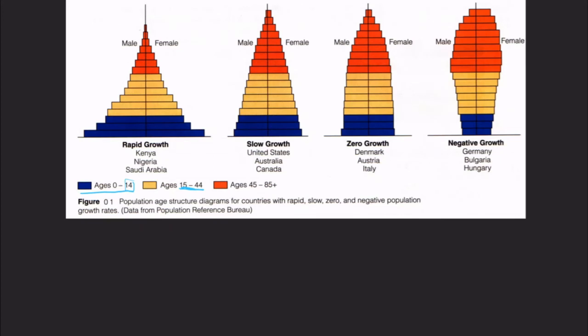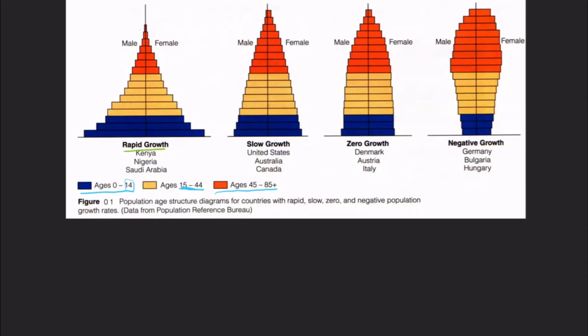So anyways, you always find outliers, but this is the blue, which is pre-reproductive, the yellow would be considered reproductive, and then the 45 to 85 plus would be post-reproductive. And so that's how they divide these up. So let's look at some of these and see if there's any patterns we notice here.